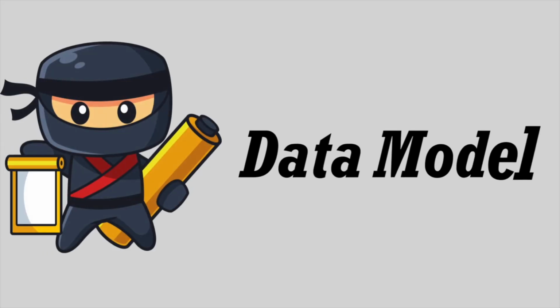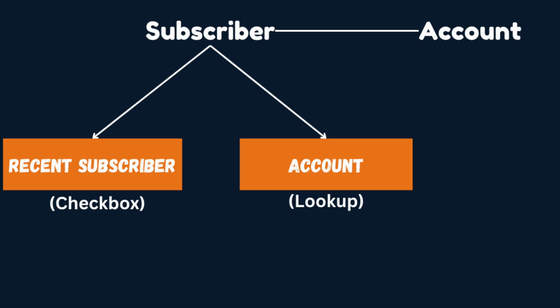First, let's understand the data model for this scenario. In this scenario, we are going to use two objects, subscriber and account. On the subscriber object, we have two main fields. First is recent subscriber, which is of checkbox type, and second is a lookup field with the account object. So this is all about the data model.